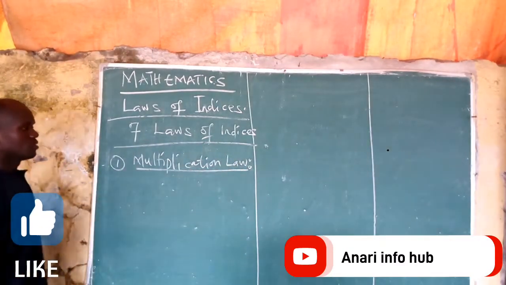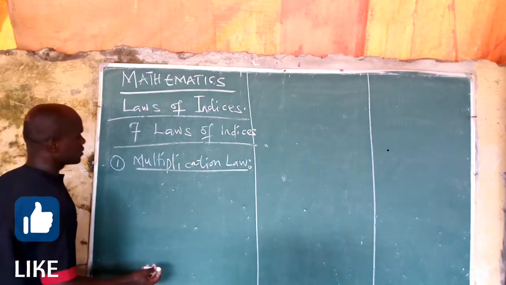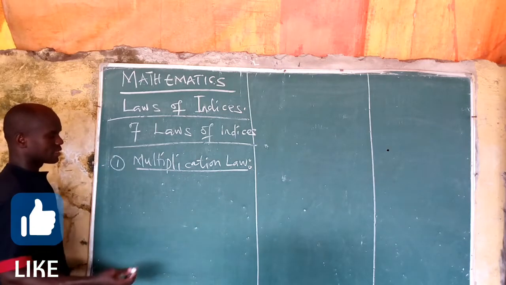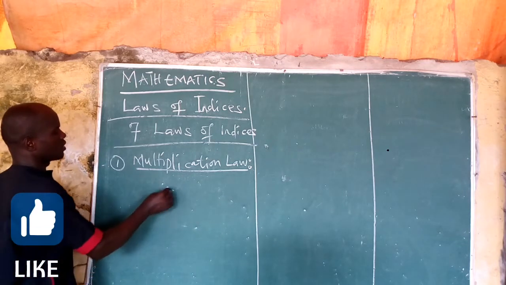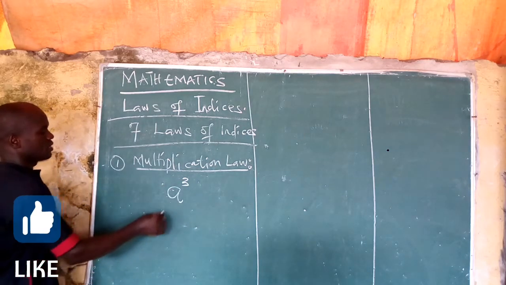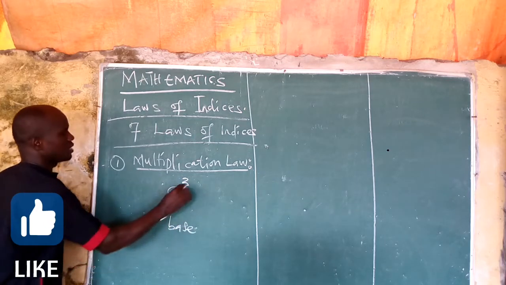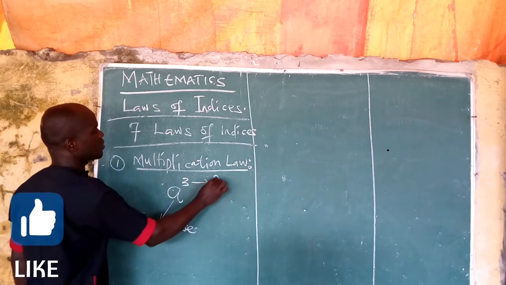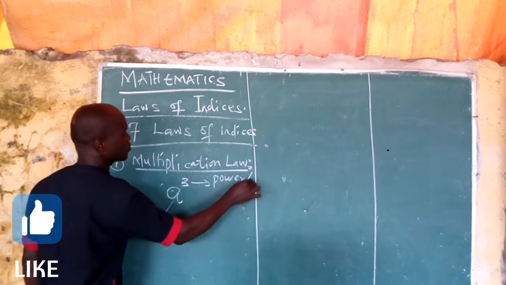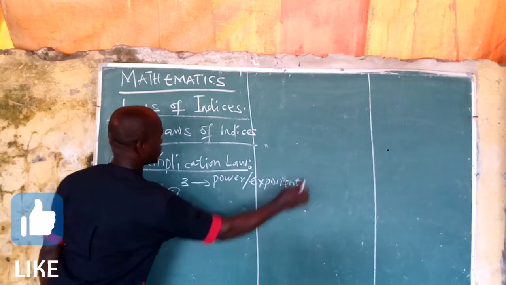This law states that when numbers with equal bases are multiplied, their powers or exponents are added. What do we mean? If I have something like a raised to power 3, this a is my base, and this 3 is my power. This can also be referred to as the exponent. That is, power or exponent.